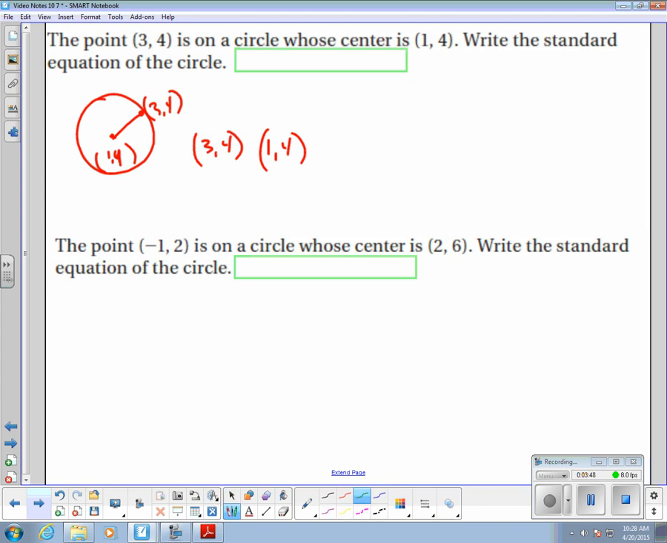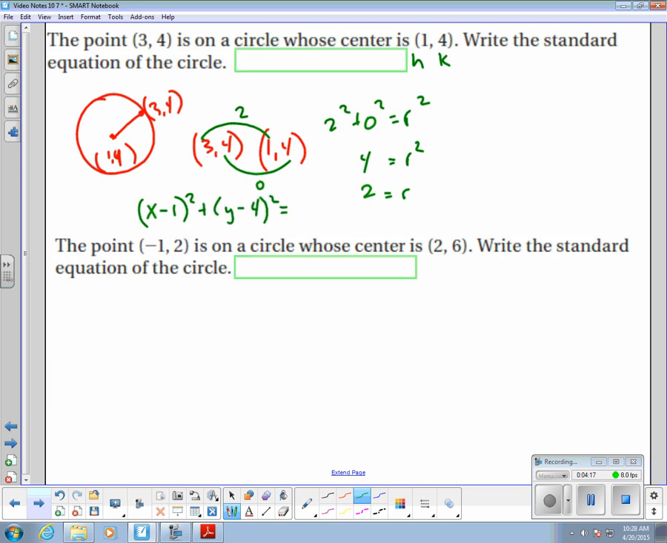How do I go from 3 to 1? That would be 2. How do I go from 4 to 4? That'd be 0. So I have 2 squared plus 0 squared equals my radius squared. So radius squared is equal to 4, so r is equal to 2. And so then I have x minus, what's my h value? Go to my center, this is my h, this is my k, so x minus 1 quantity squared plus y minus 4 quantity squared equals r squared, so r is 2, so that'd be 4. And there's my answer. So pause this video for a minute, do this one right here, and then you can check your answer.